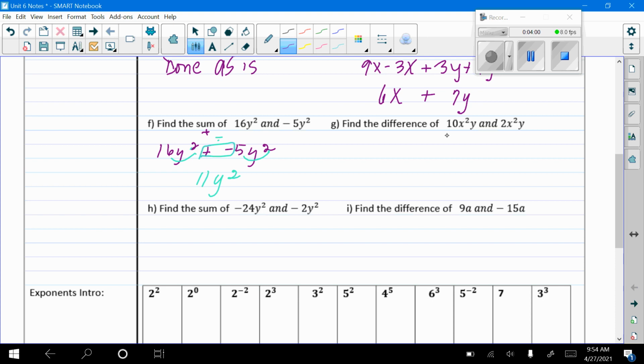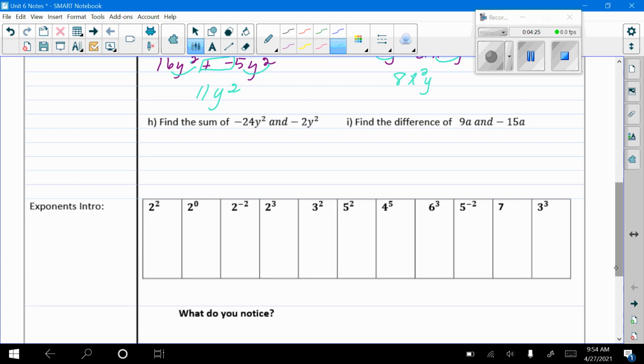Find the difference means subtract, 10x squared y and 2x squared y. Well, 10x squared y minus 2x squared y's. They are x squared y's. So 10 of them, take away 2 of them is 8 of them, x squared y.